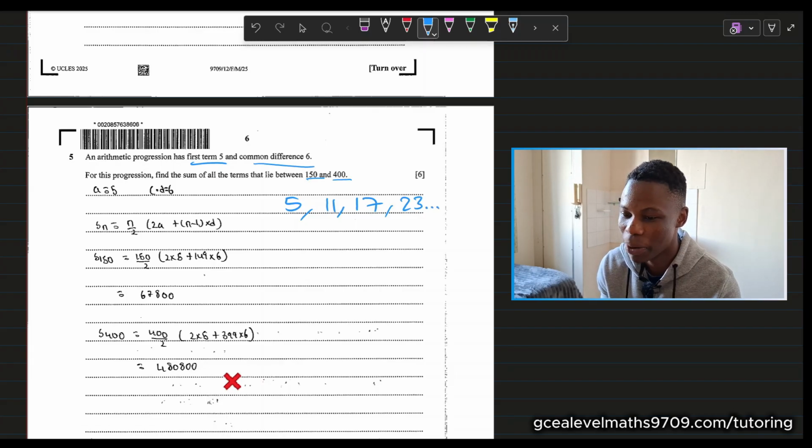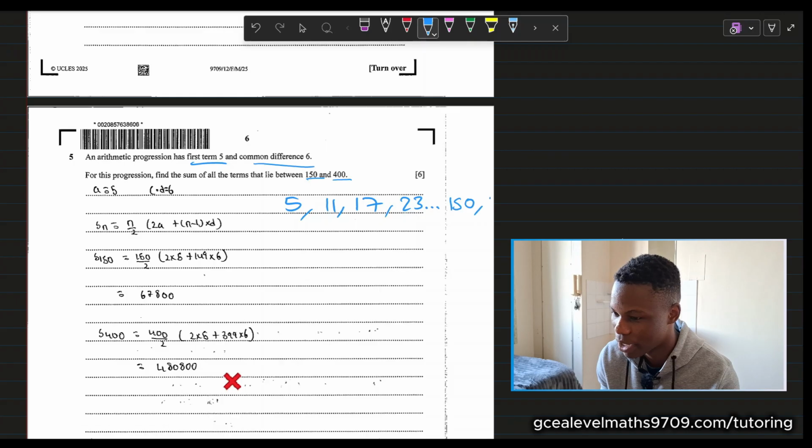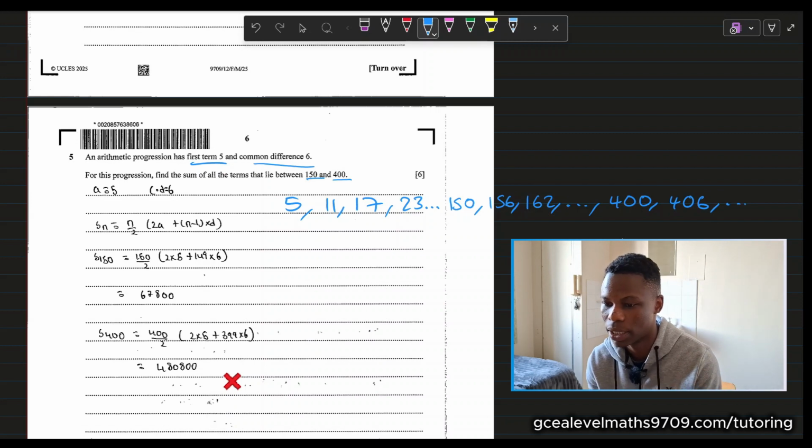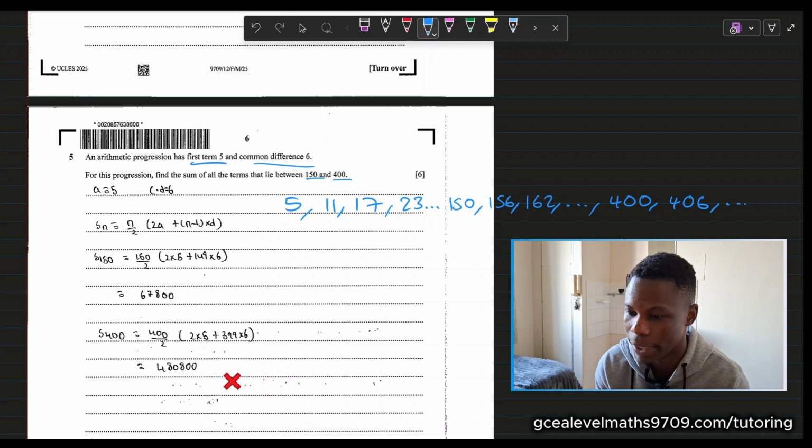Eventually, we're going to get to a point where we get to terms that are maybe, let's say, exactly 150. I'm not sure if it will be exactly 150. Then 156, then add 6 to that. My mental math is terrible. All the way until we get to the term that is equal to 400, and then 406, and so on until we get to the end of our progression, right?